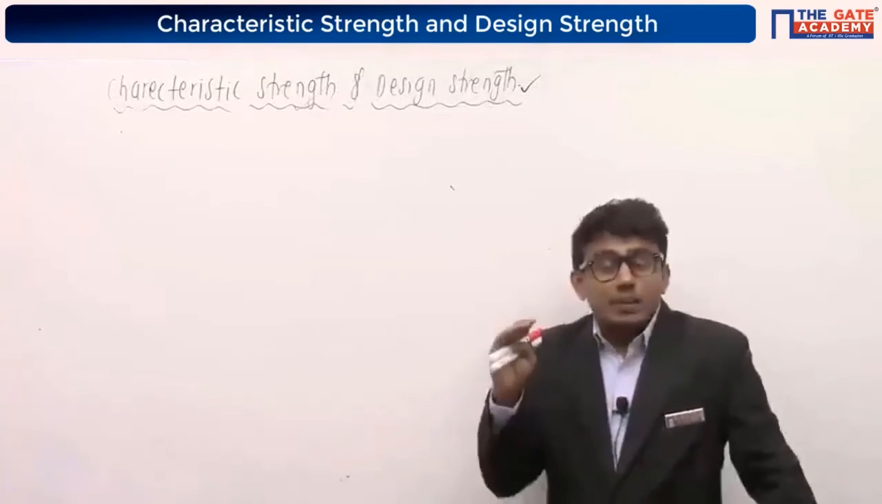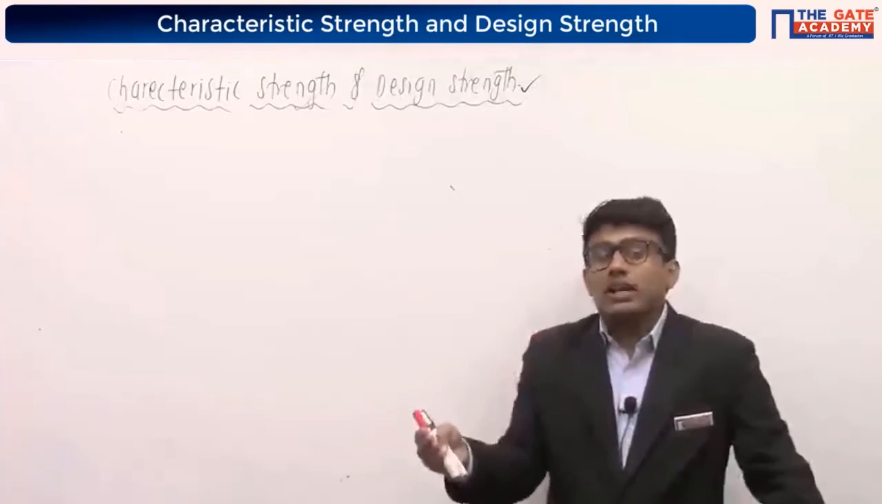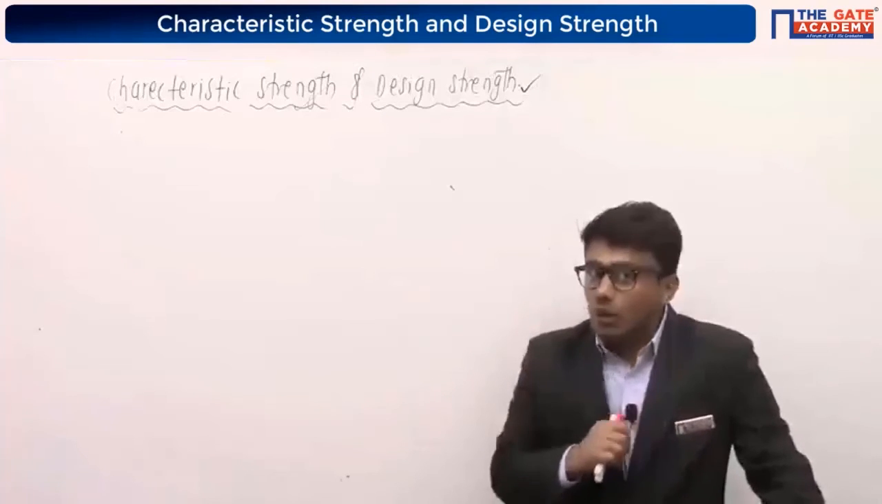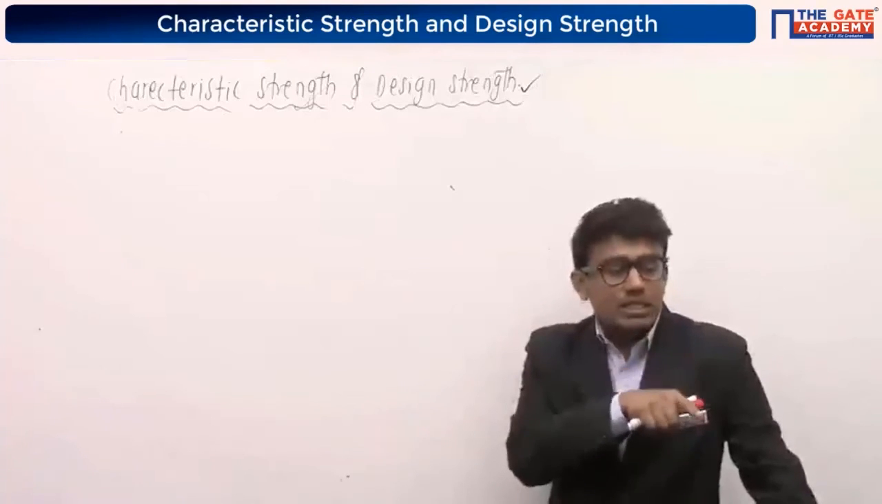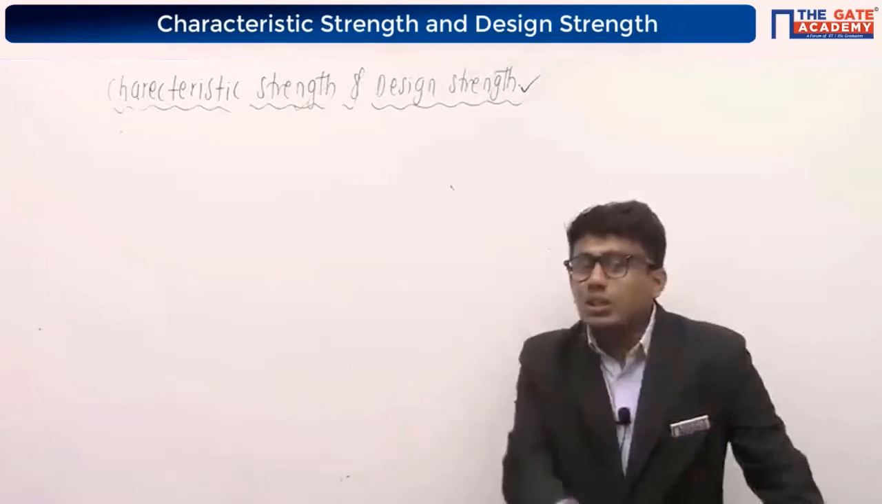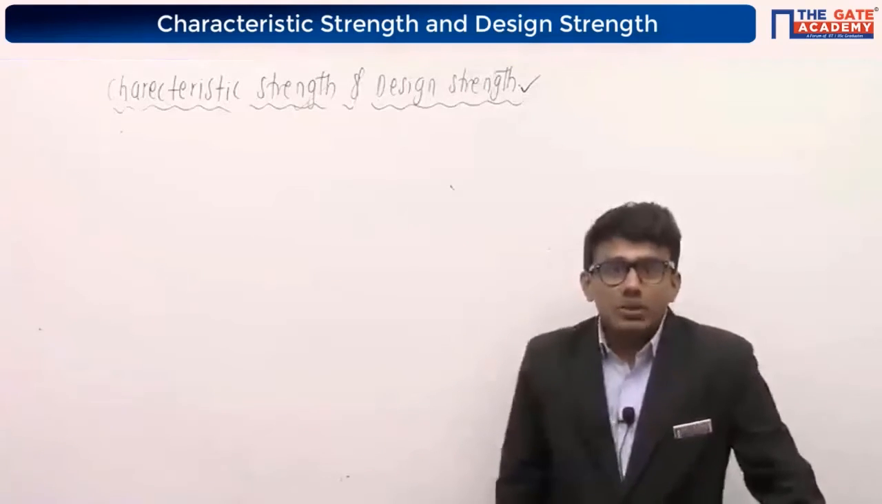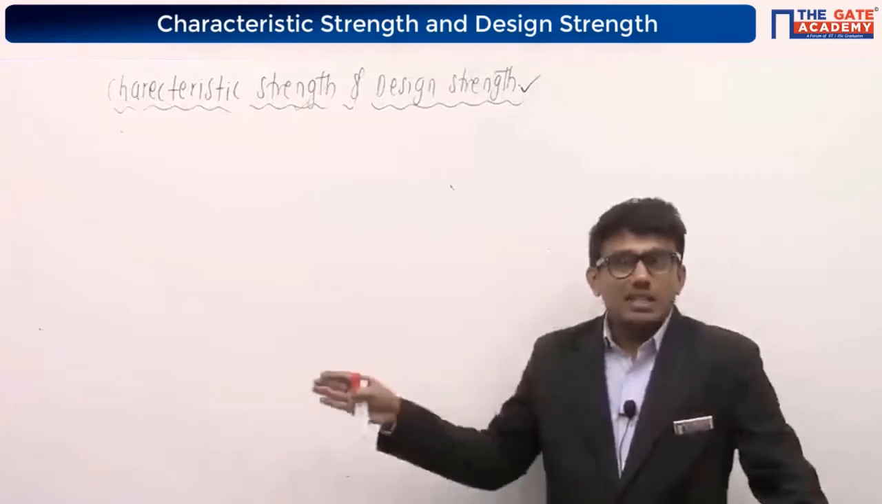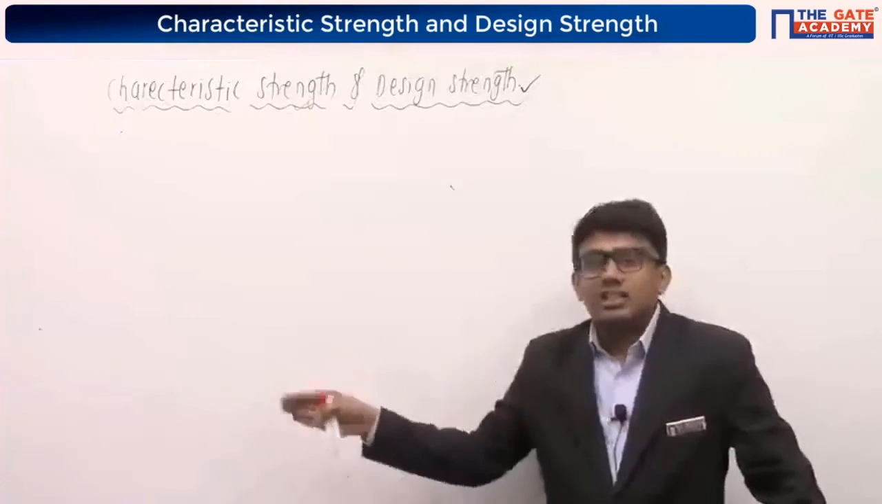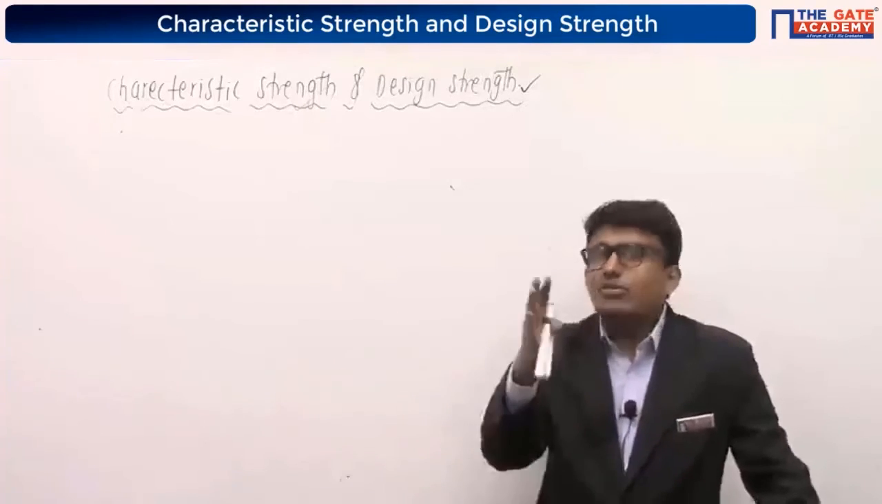Because as per limit state of collapse, the partial safety factor for steel is around 1.15. Here he is asking for the partial safety factor for steel as per limit state of serviceability. For limit state of serviceability, the partial safety factor for material, that is concrete and steel, is 1. Yes, just to confuse you, that's it.